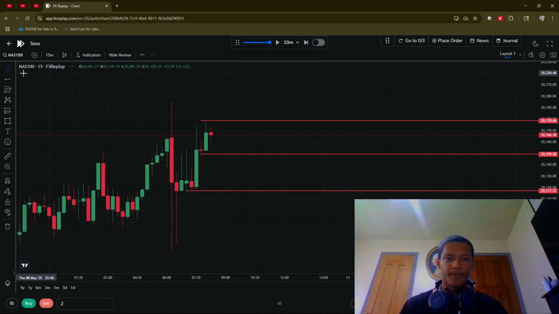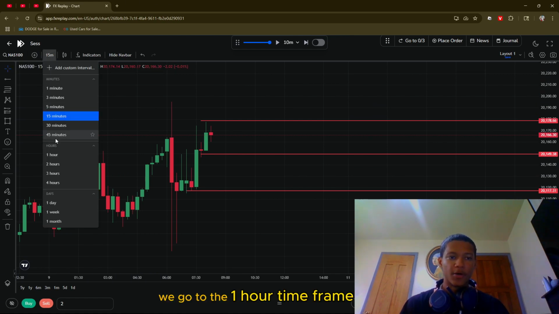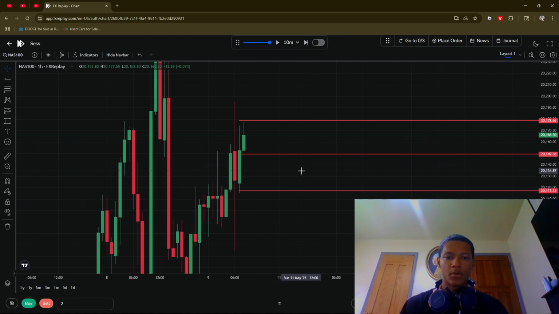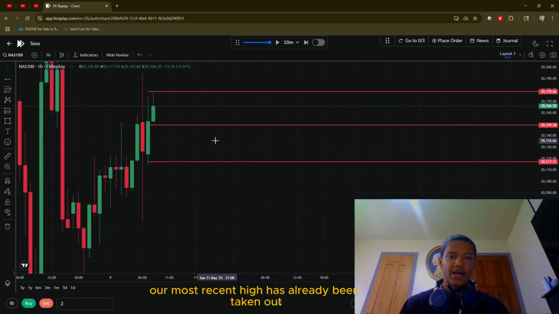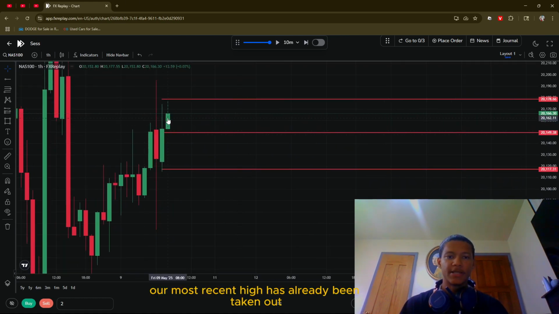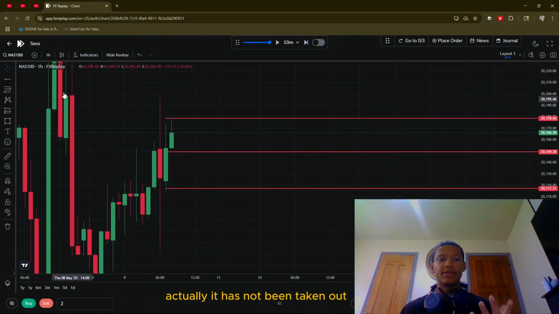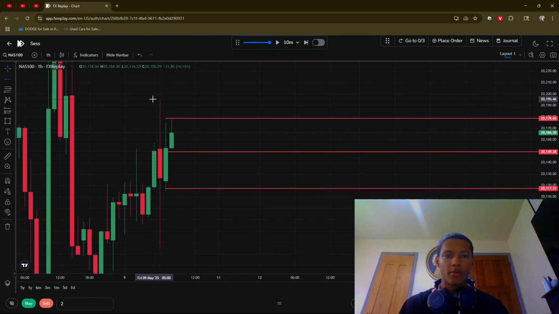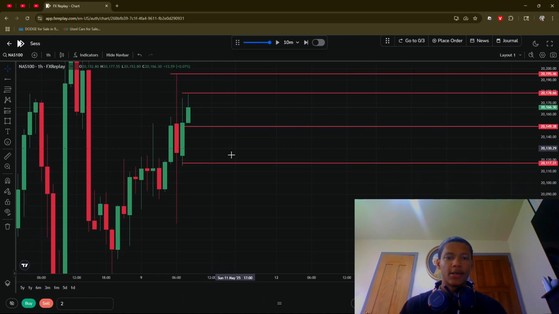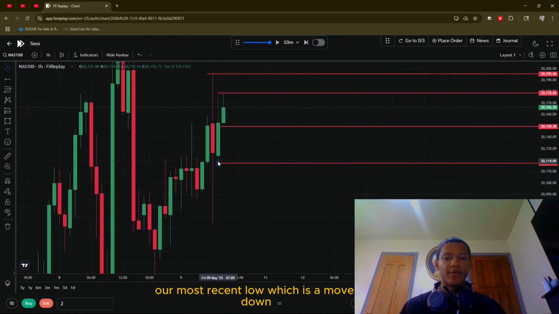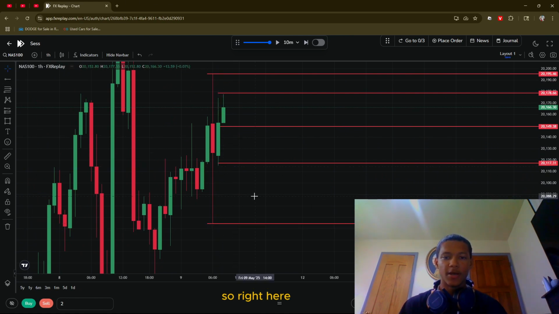So we go to the 1 hour time frame. Our most recent high has already been taken out. Actually, it has not been taken out. It's all the way up here. A move up, then a move down. Our most recent low, which is a move down, then a move up, has not been taken out either. So, right here.